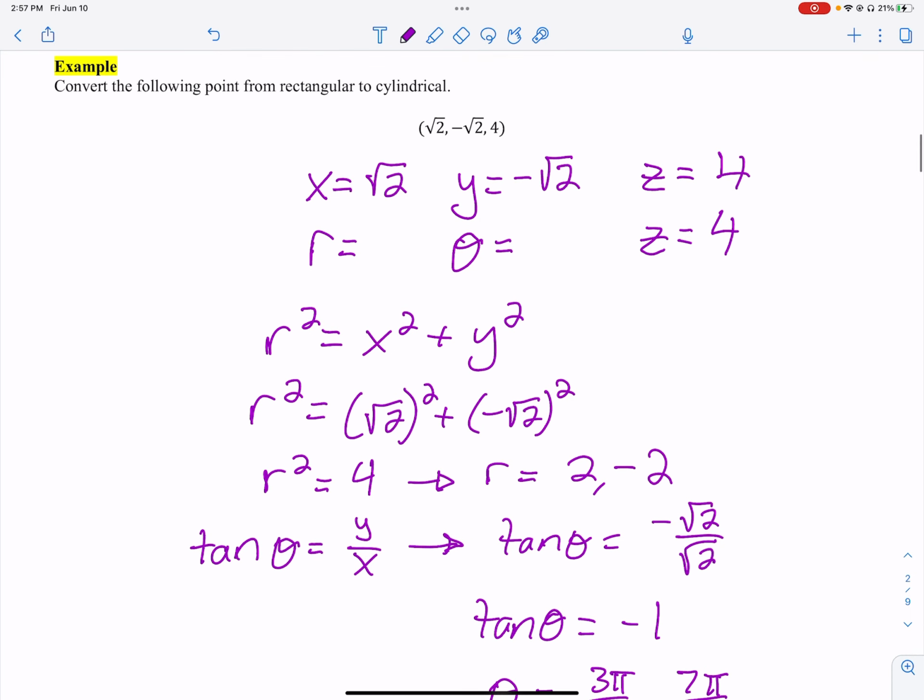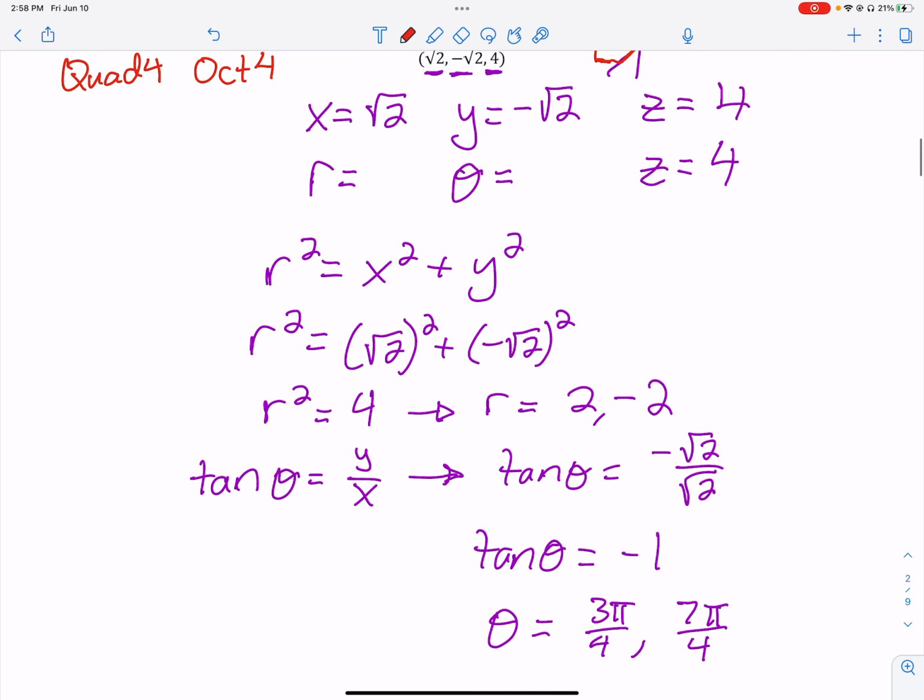What we're going to do now is go back and think about where the point actually is. This is an x, this is a y, and that's a z. So this is positive in the x direction. Let me grab a different color. Negative in the y direction, and positive in this direction. So that is quadrant 4, and then octant 4 because it's the same thing. Octant 4. All right, so when I pick answers, they have to be in the same one.